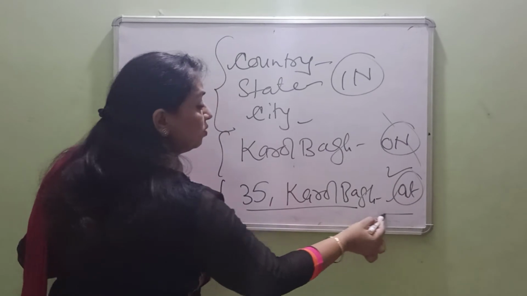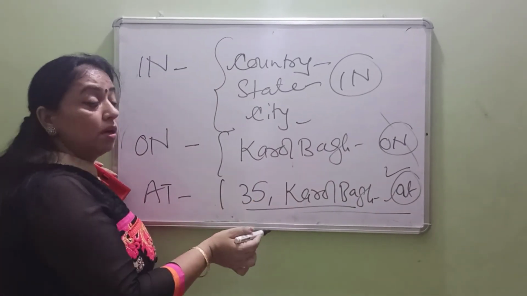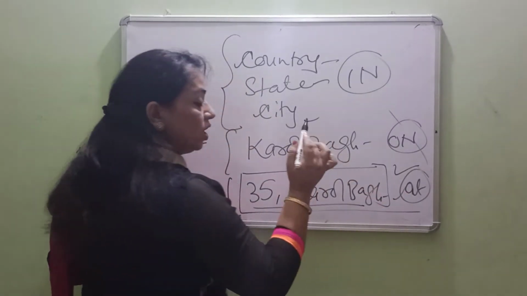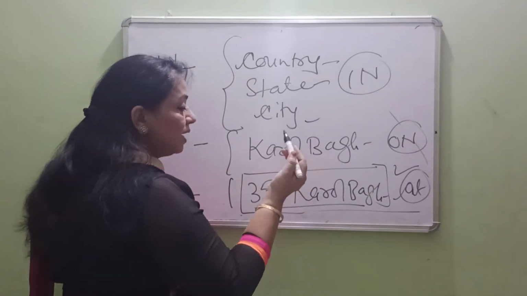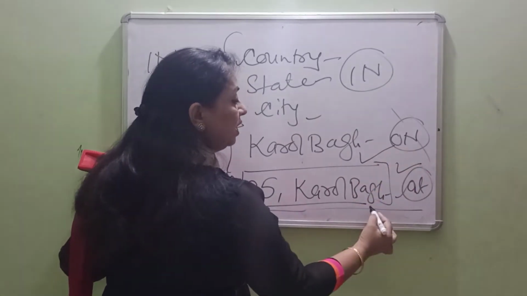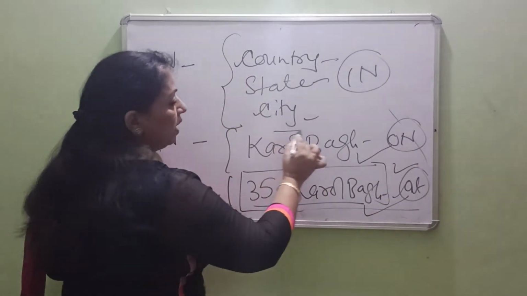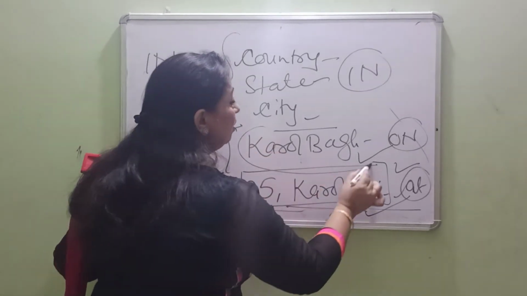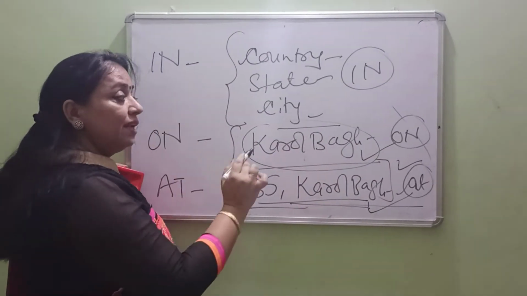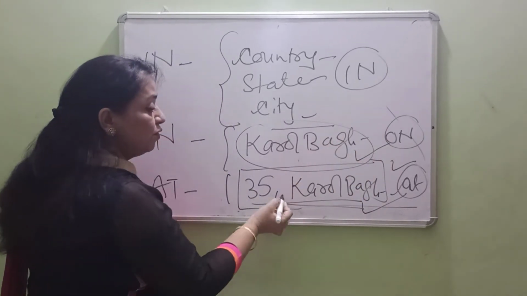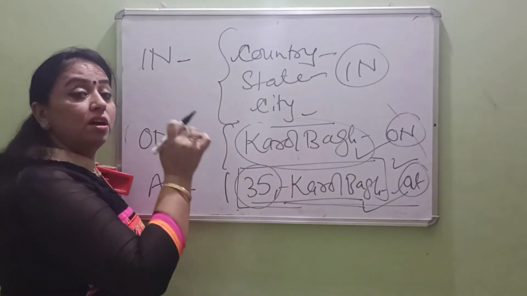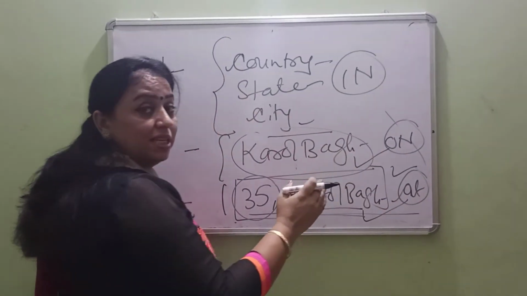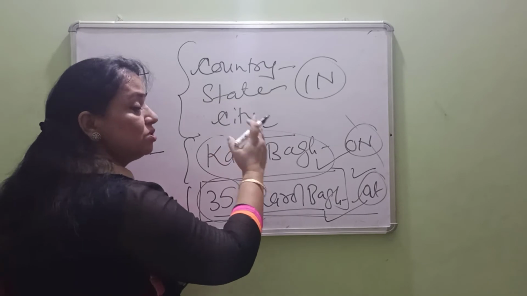When you are talking about the exact address, your house number, whatever is there, you are just going to write at. Now again there will be confusion, because you will ask, if we are writing on here and at here, Karol Bagh is this and Karol Bagh is this, so what is the difference? If you are given a particular locality, then it would be on, but if you are given it exactly with your house number, then it becomes at. So just see what is specific and what is not specific.